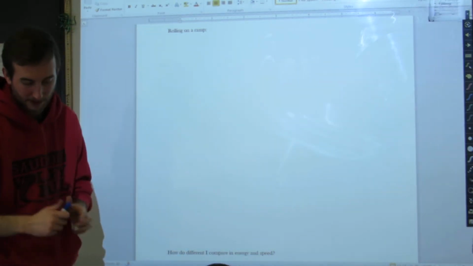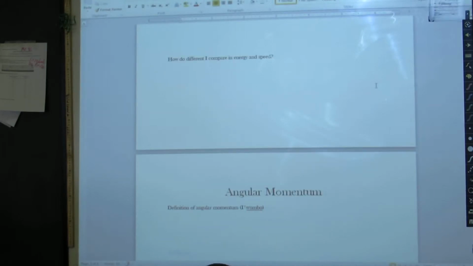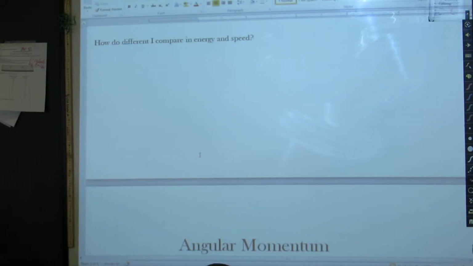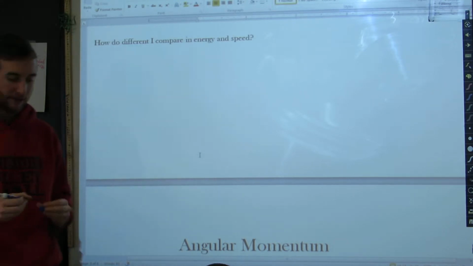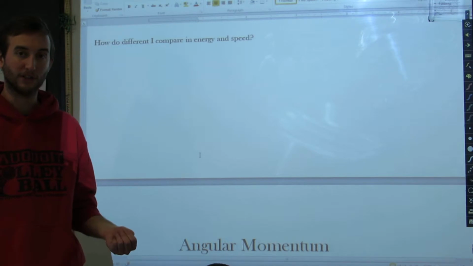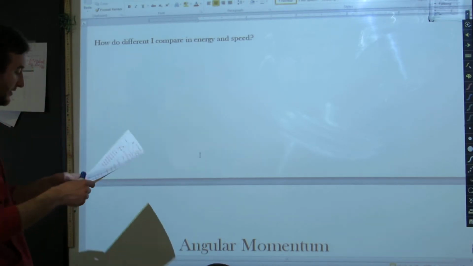Different objects on the ramp. And the thing with different objects is they will have different moments of inertia. And these different moments of inertia will actually cause different energies and different speeds to be gained.